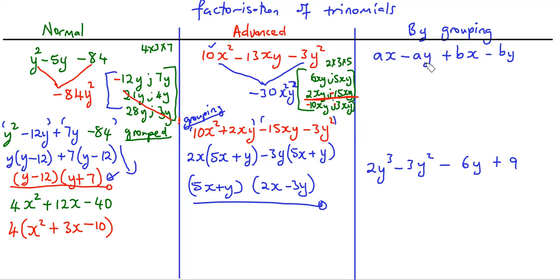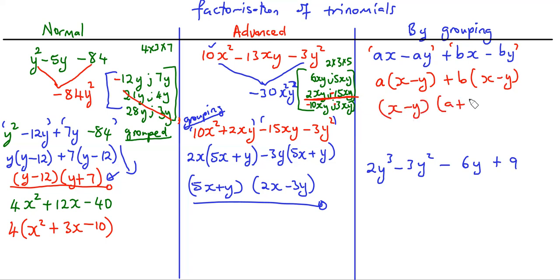Here we are grouping. When you are grouping, remember what we said, you group the pairs, you group this, and you also group this. Now, when you do that, you're going to factor out A on the first two, then you get x minus y, then you factor out B, you get x minus y. Then your answer is going to be x minus y, then A plus B. So remember what I said, these two brackets must be identical. That's your final answer.